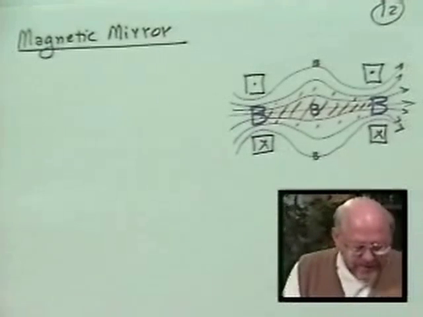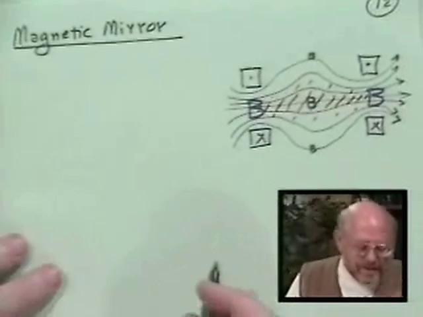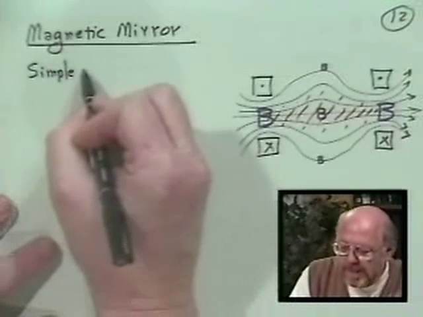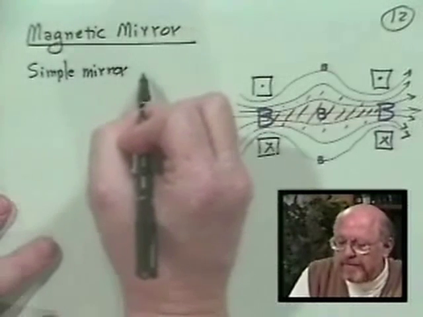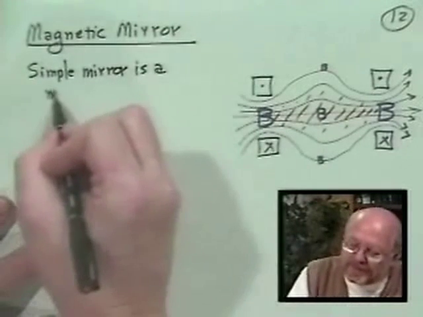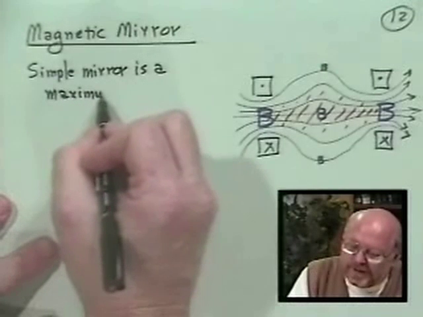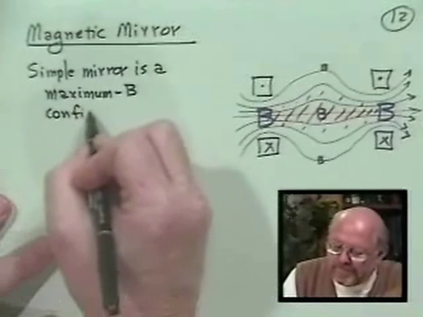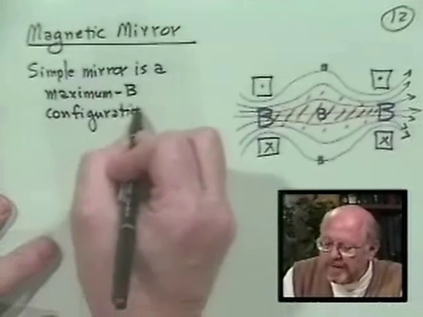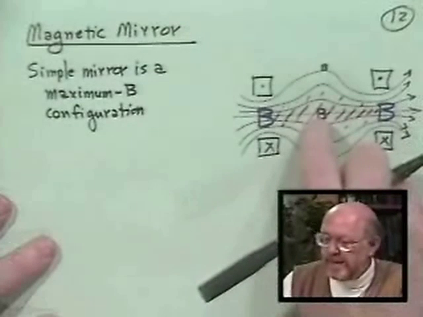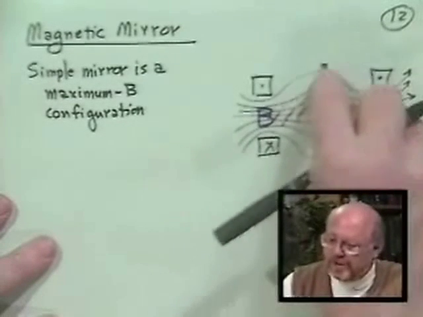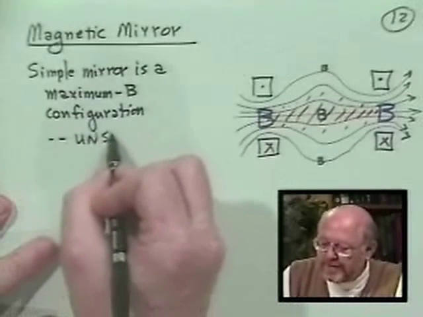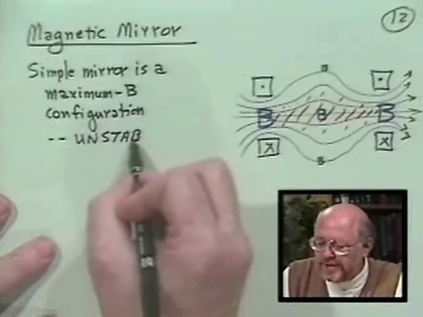the simple mirror is a maximum B configuration. A maximum B, not what we wanted. Namely, I'm trying to put the plasma in a high magnetic field region and a low magnetic field region off axis, and so this is unstable to this fluid-like interchange instability.